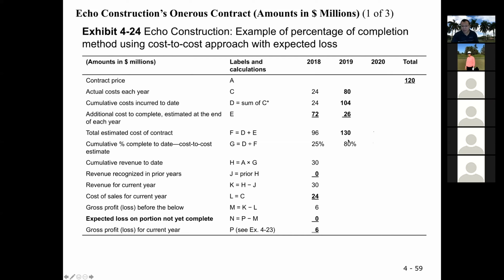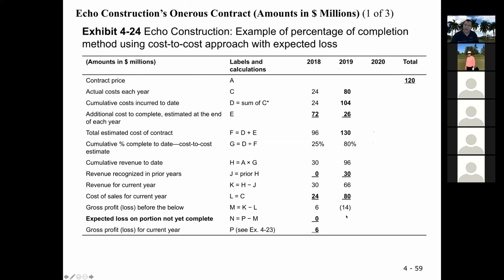So up to this point, I should recognize 80% of this revenue, which is 96. And in the first year, 2018, I already recognized the 30. So for 2019, I only need to recognize 66. The cost of sales for the current year equals the actual cost, that's 80. My gross loss is 14. 66 minus 80, that's negative 14.